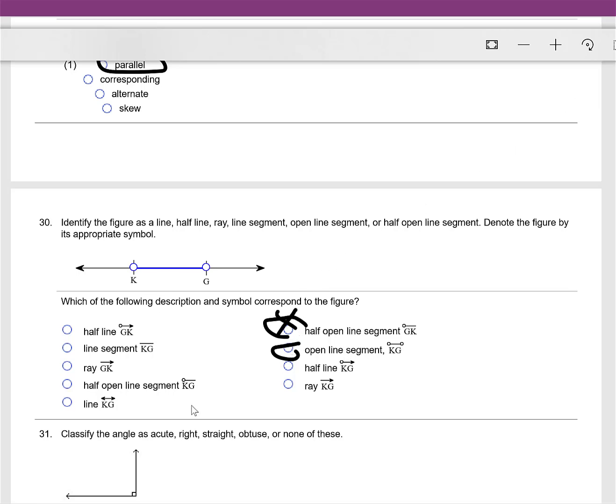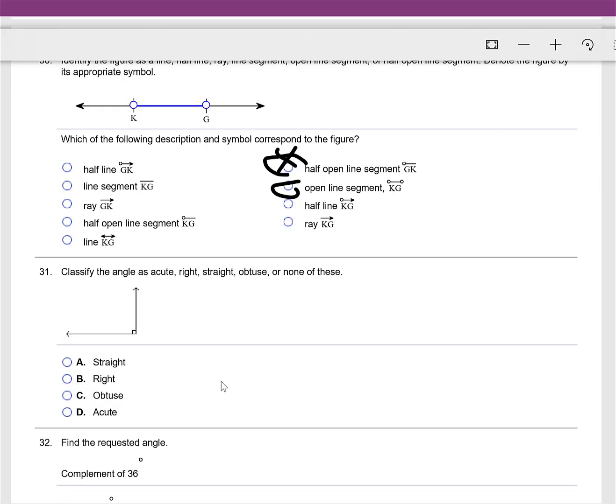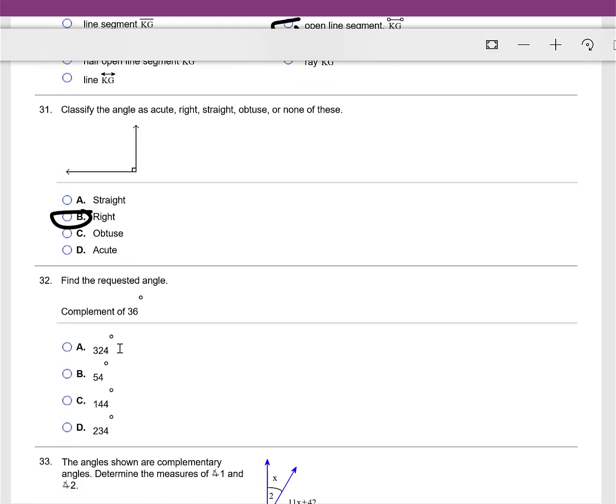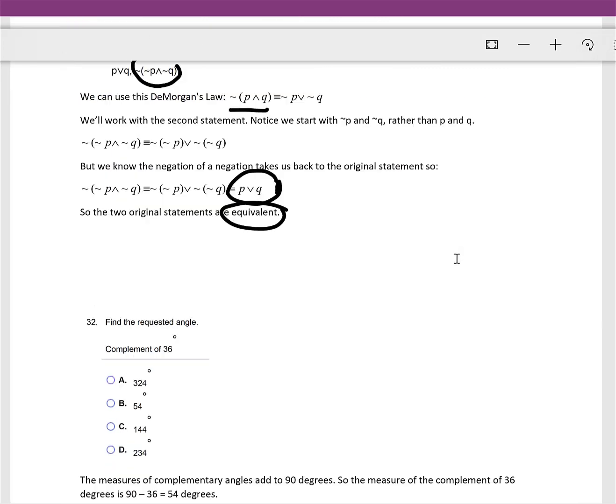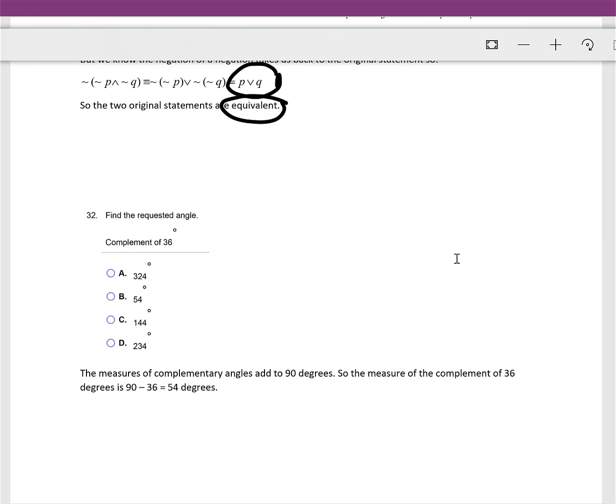Open line segment KG. Classify the angle as acute, right, straight, obtuse, or none of these. And you notice that little box in the corner there, and that tells us this is a right angle. Find the requested angle, and we want the complement. So I've got a detailed solution for this one. And remember, complementary angles, their measures add to 90 degrees. So I took 90 minus 36, and I got 54, which is answer B.